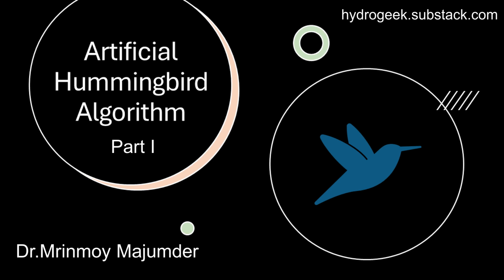These behaviors are also mimicked in the numerical algorithm developed with the help of this food foraging behavior of hummingbirds. So let us discuss it in more detail with the help of an example.